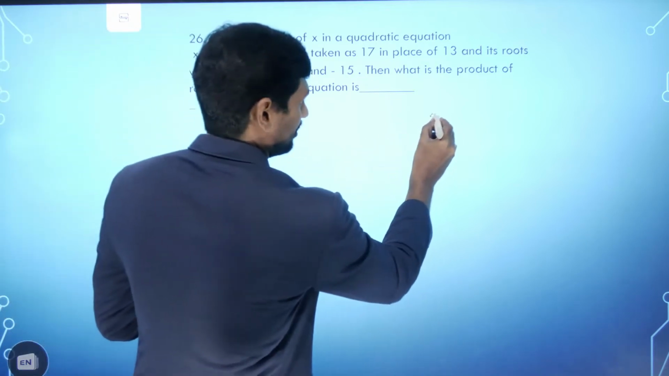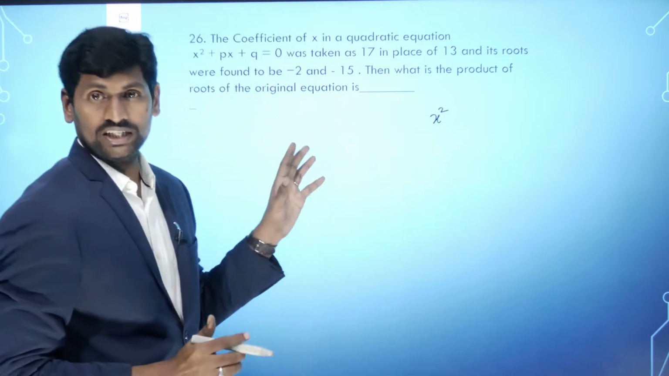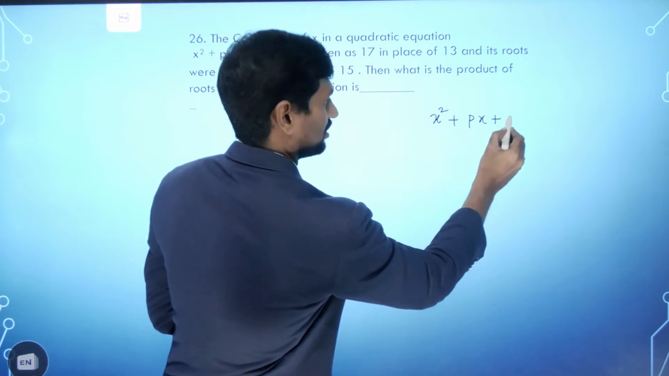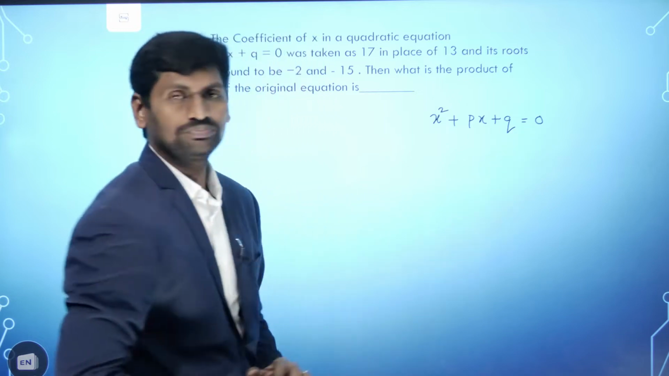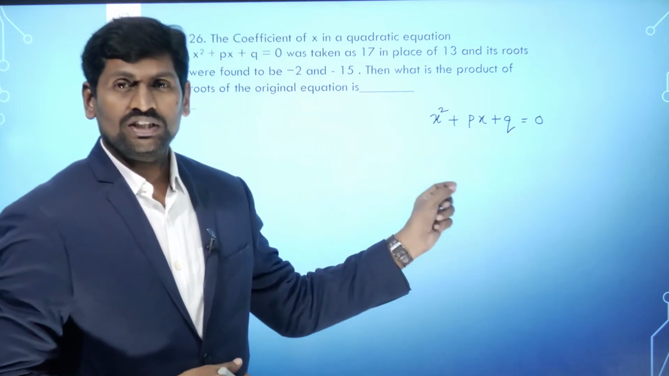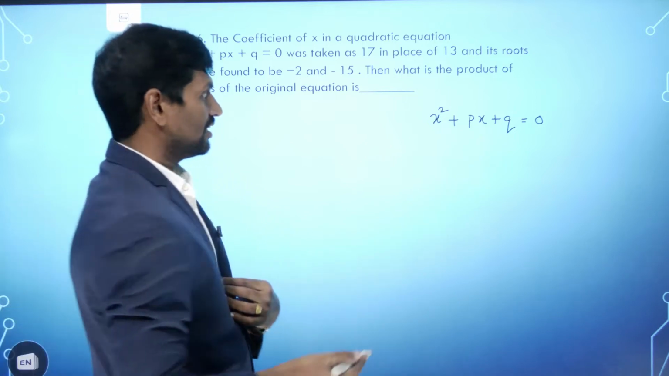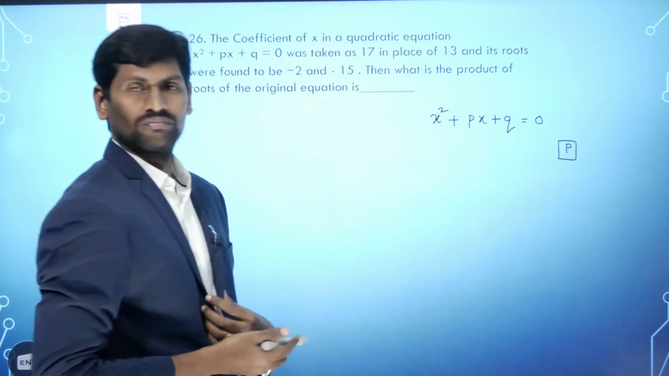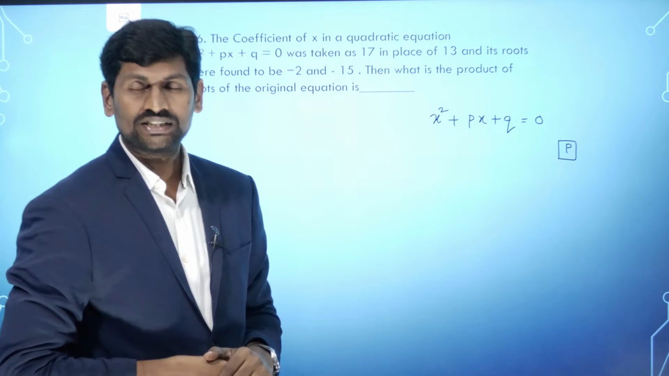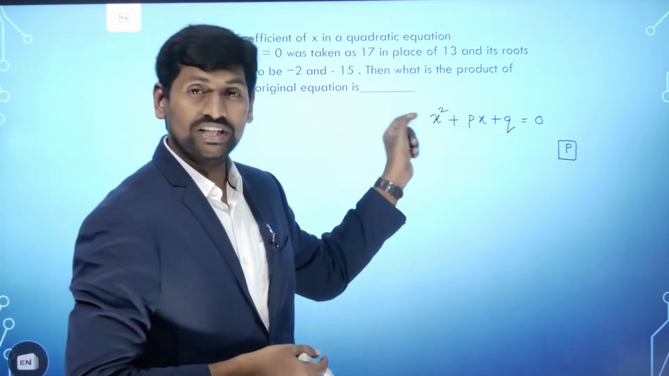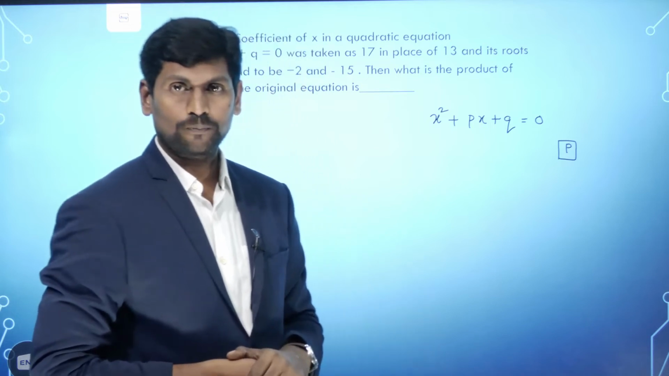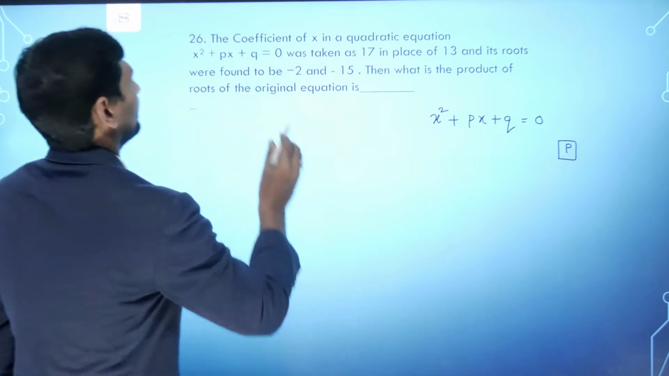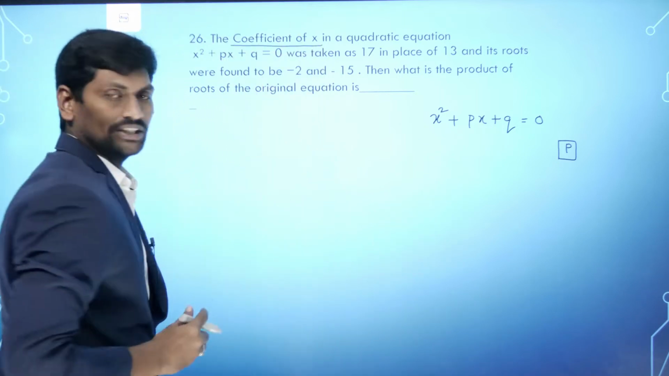Before that, what is the given quadratic equation? That is nothing but x square plus px plus q equals 0. In this quadratic equation, what is the coefficient of x? Right. The coefficient of x is p. The x square coefficient is, very good, 1, and the constant term is q. Now here we are discussing only the coefficient of x.